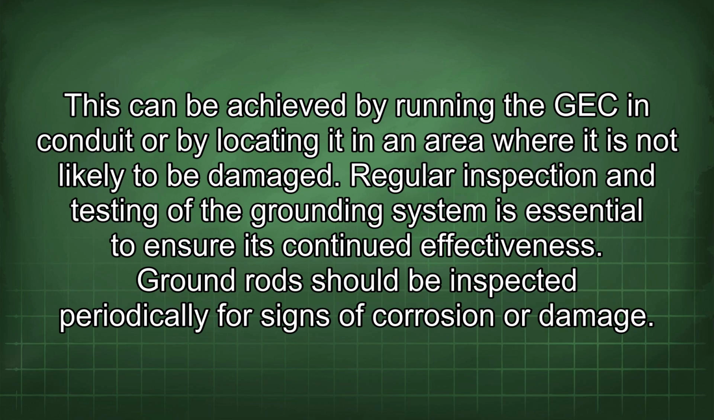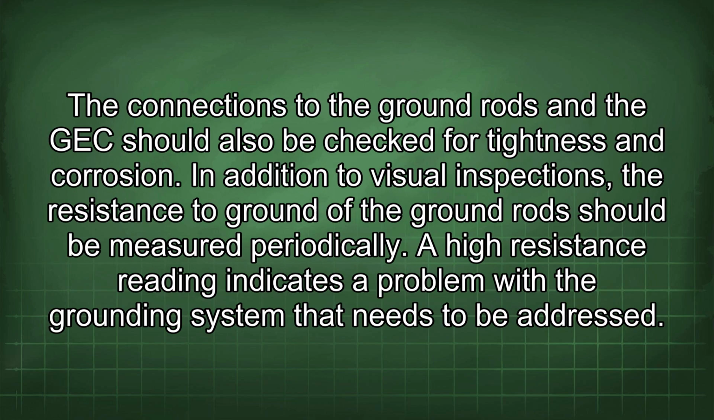Regular inspection and testing of the grounding system is essential to ensure its continued effectiveness. Ground rods should be inspected periodically for signs of corrosion or damage. The connections to the ground rods and the GEC should also be checked for tightness and corrosion.